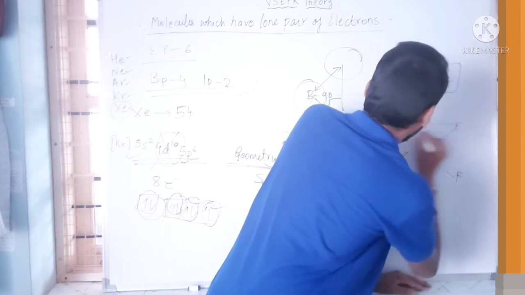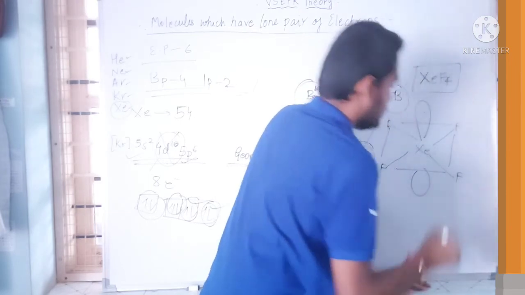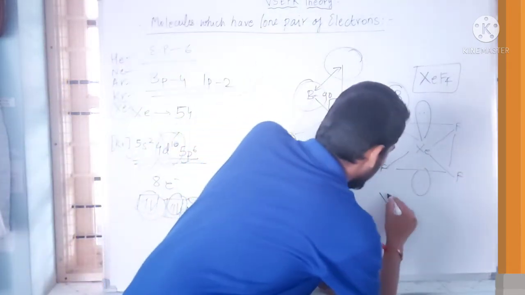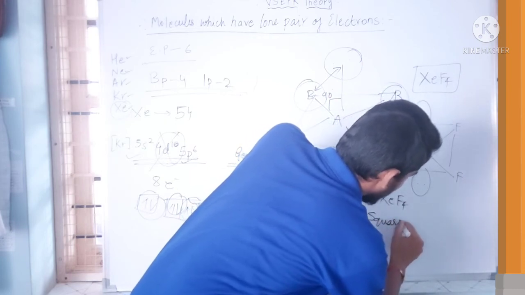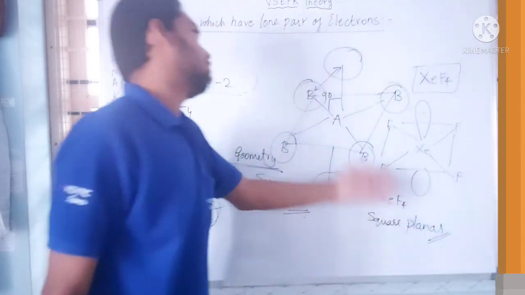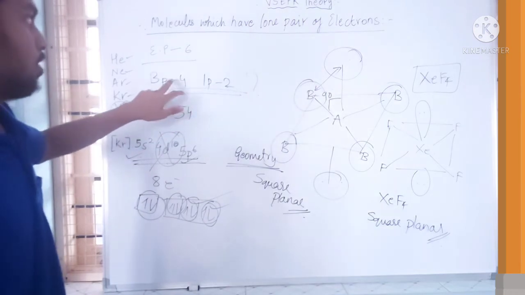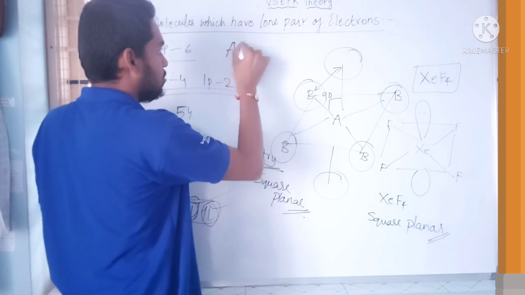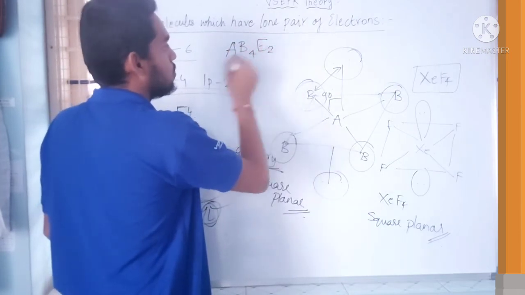And these lone pairs will be above and below the plane. So this is the xenon tetrafluoride, and this is the structure, square planar. So this is the geometry of those molecules which have 4 bonded pairs and 2 lone pairs. So the general formula is central atom A, B is 4 bonded pairs and E is 2 lone pairs. So this is the general formula.